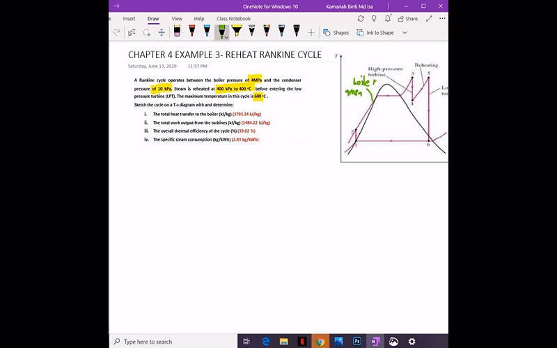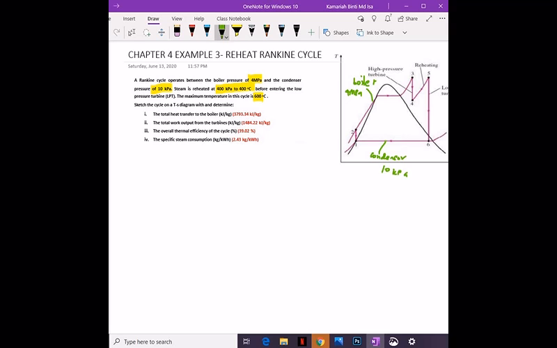Okay, next the condenser pressure. The condenser pressure is 10 kilopascal. Condenser will be from 0.6 to 0.1. Okay, so this is the condenser, and this line is 10 kilopascal. Then we see that the steam is reheated at 400 kilopascal to 400 degrees Celsius before entering the low pressure turbine.